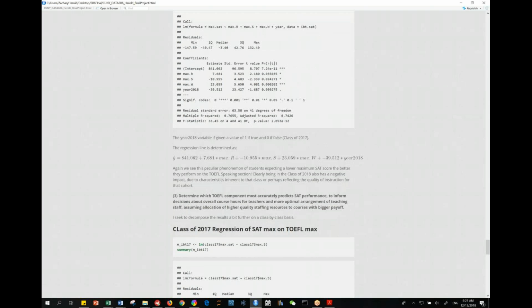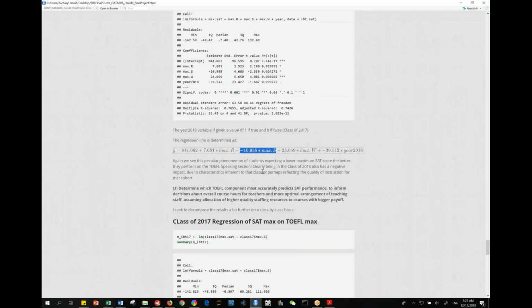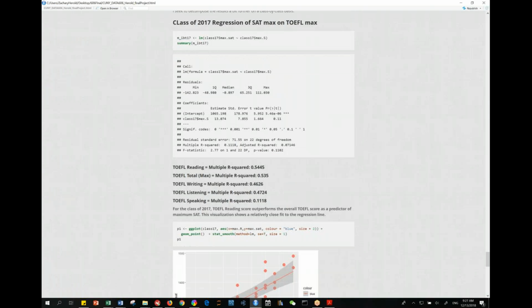So I end up with this, and an interesting conclusion is that this speaking factor is actually negative. So that it seemed that the lower students did on the speaking, the higher their SAT scores would be. And that I found that really odd. Yeah, I don't know what to make sense of that.